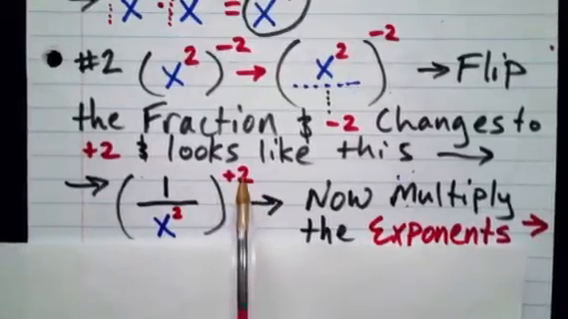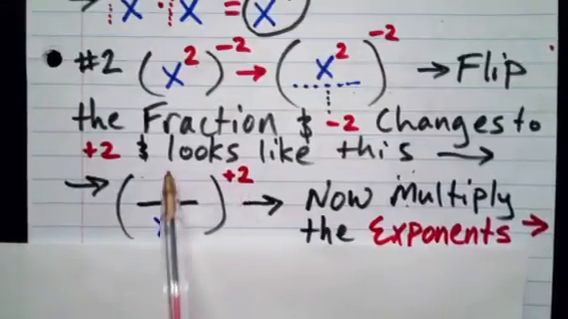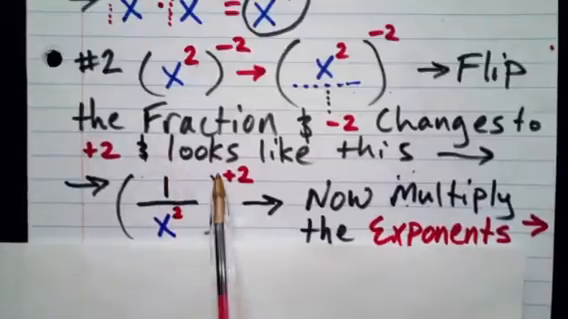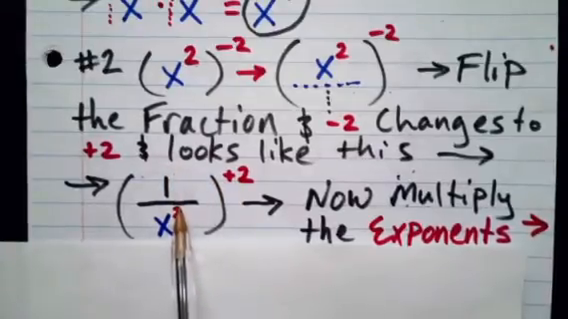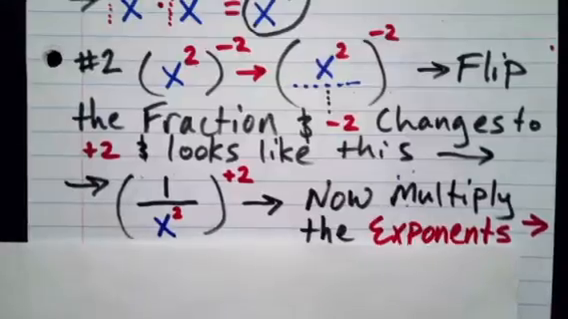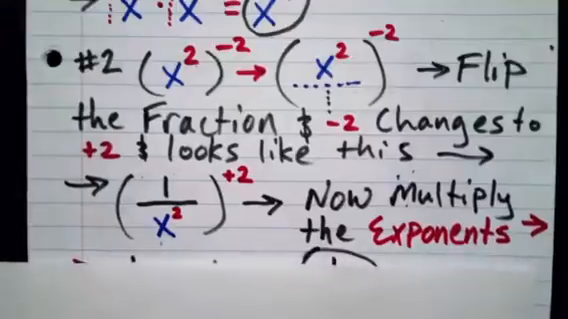Now you can just multiply. Invisible 1 times 2 is 1 to the 2nd power. 1 times 1 is still just 1, so I don't bother showing you that. X to the 2nd power, what's 2 times 2? It's 4. So 1 over x to the 4th power would be the answer to this number 2 example. But let me show you step by step why that is.